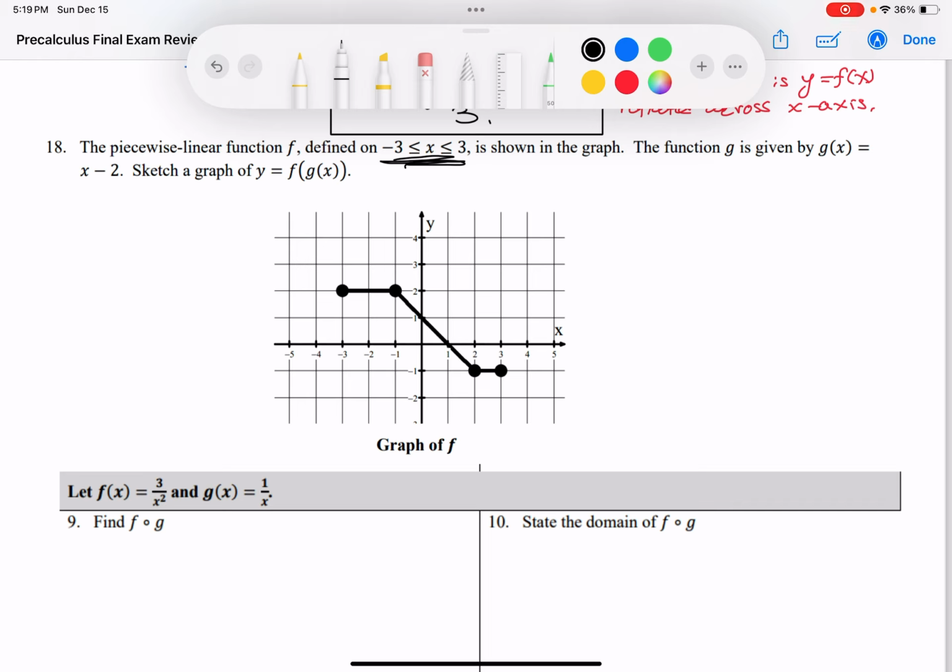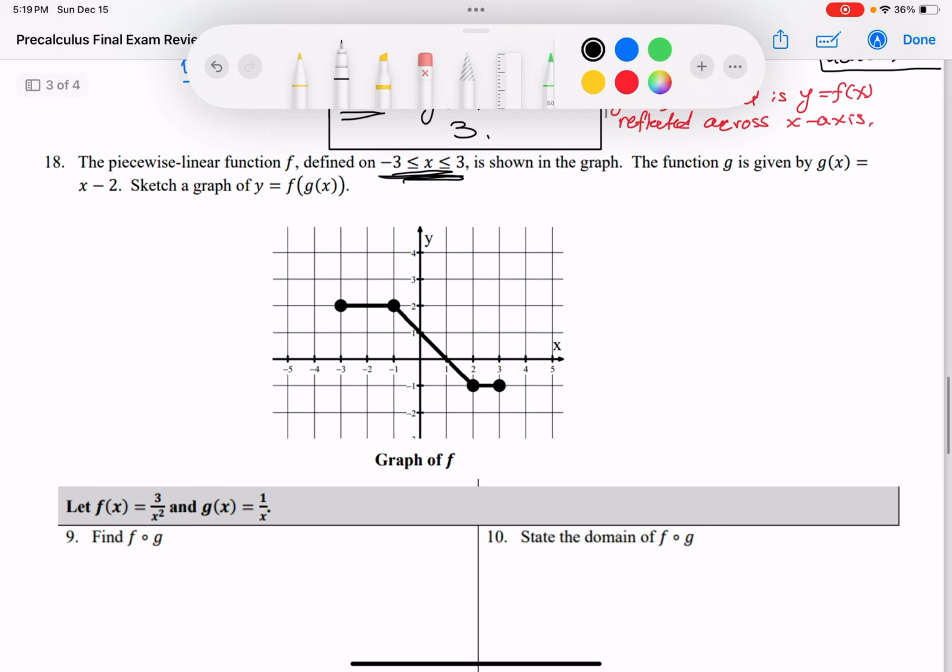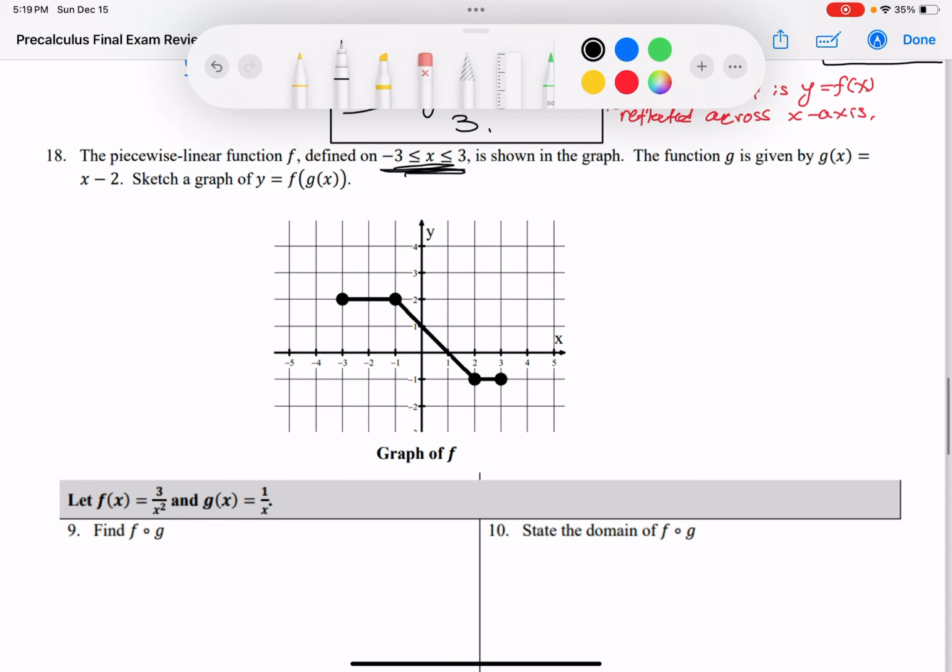Function g is given by g of x equals x minus 2. You want to sketch a graph of y equals f of g of x. We call this function composition because there's one function inside of another function. But also, we're going to use the information here to go back to function translations, as you're going to see.